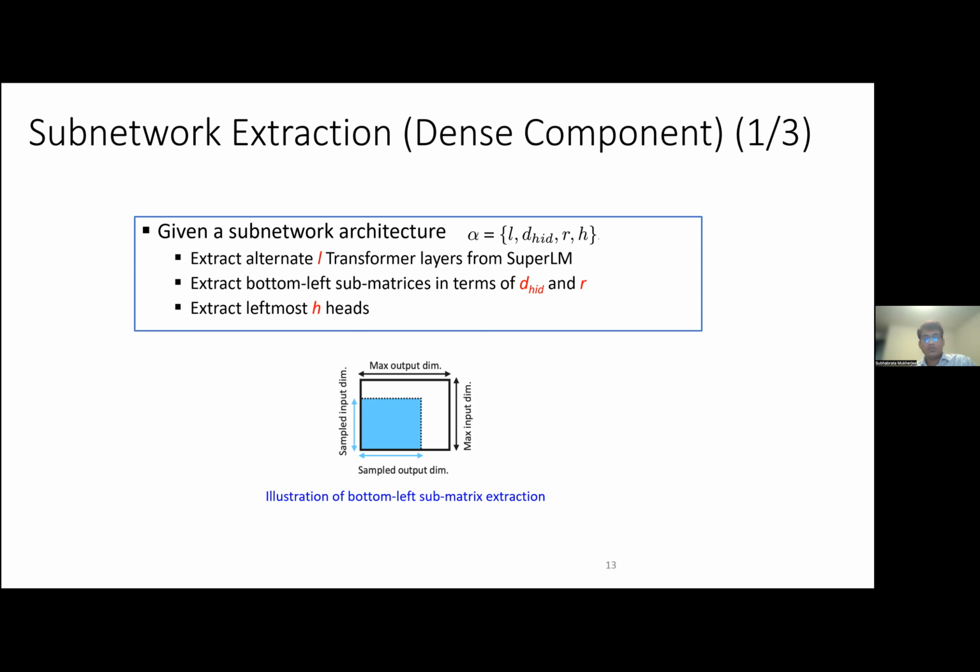For example, this shows an example of a bottom left submatrix extraction. So this truncation is a very simple way to allow the child model to inherit the weights of the supernet weight matrix. There could be other sophisticated policies as well, like for example, skipping dimensions and so on. But for the purpose of this talk, assume that we use a very simple policy like this. So this would apply to the dense component part of the network. And again, this is something that is not introduced by this work and has been done earlier by most of the works which use super network training for dense transformers in general.